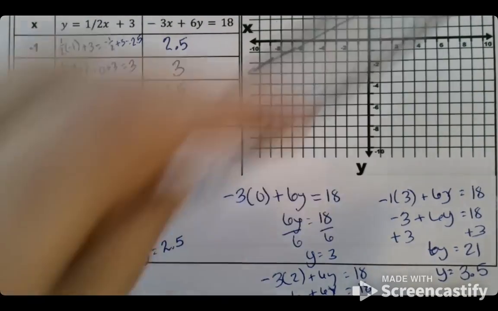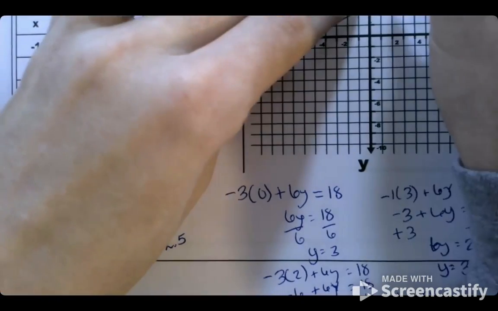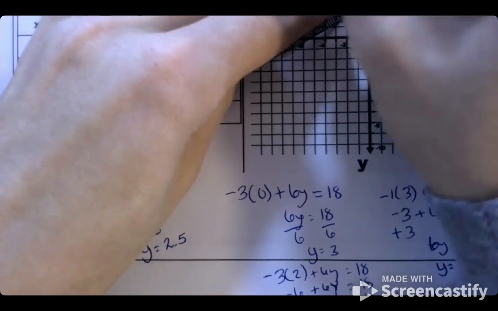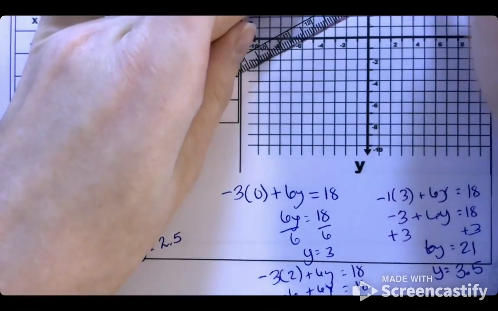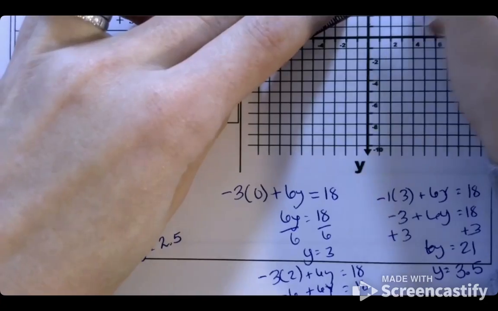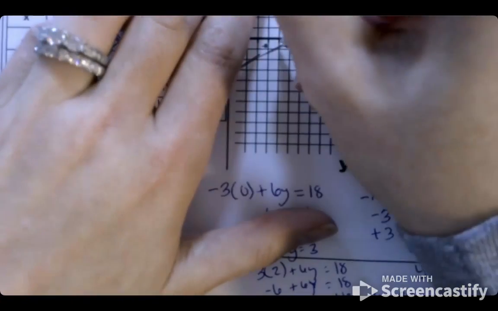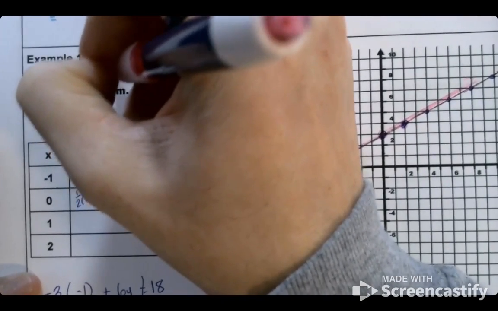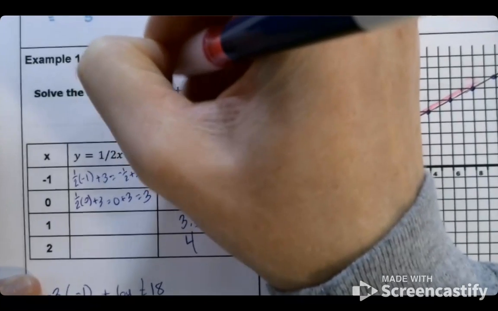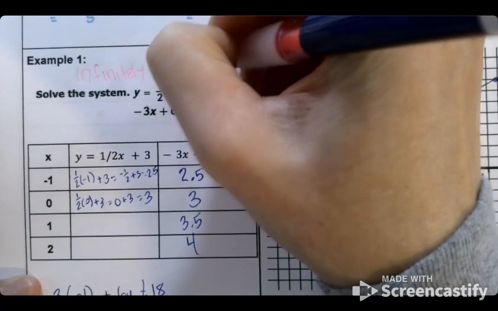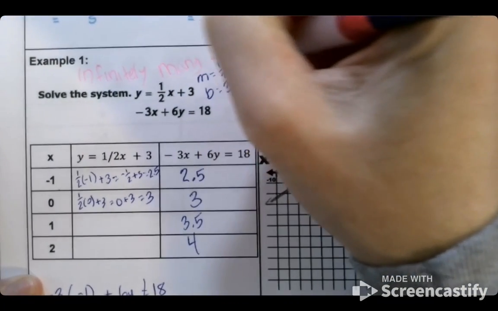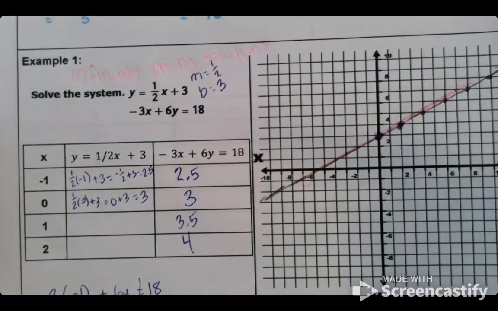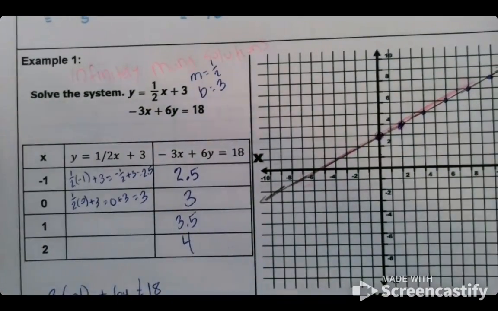So if we connect those points, sorry. Do you see how these are the same line? So again, this is where we get our infinitely many solutions. Infinitely many solutions. Okay? So that's what we're looking at.